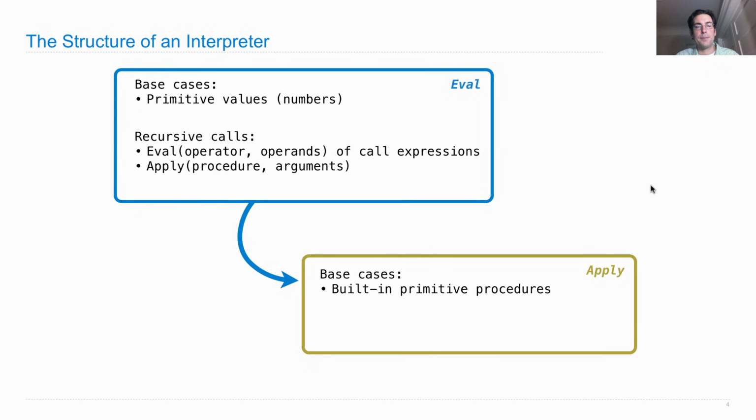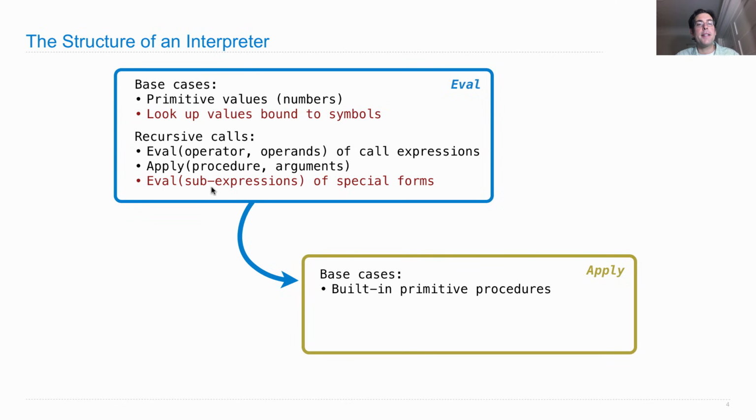What about apply? Well, in the calculator example, everything was a base case. It just applied built-in primitive procedures, plus, minus, times, and divide. But we'd like to extend apply to be able to apply procedures that we define too. So here are the extensions that we'll talk about today. One is that there's a new base case for eval, where it will look up a value bound to a symbol. So we can define what symbols mean and look up what those mean in an environment.